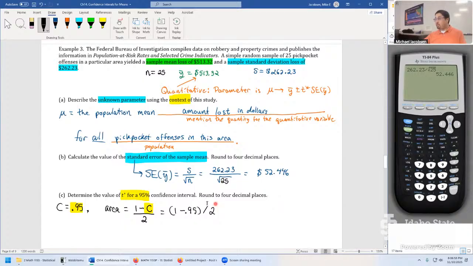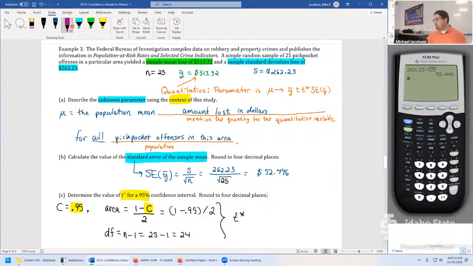So that's one thing we need. The next thing we need is the degrees of freedom. We abbreviate that to just DF, and its formula is nice, N minus 1. So substitute in 25 for N, reduce it by 1, and we have 24 degrees of freedom. So these are the 2 pieces of information we need. From this, we get out to T star.